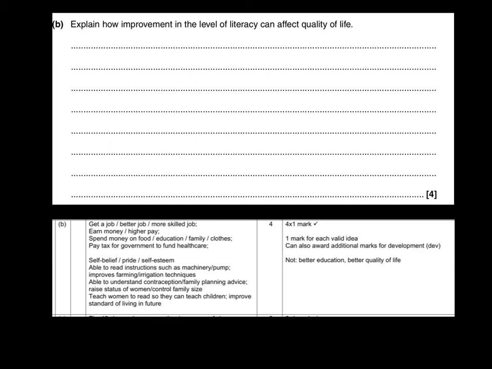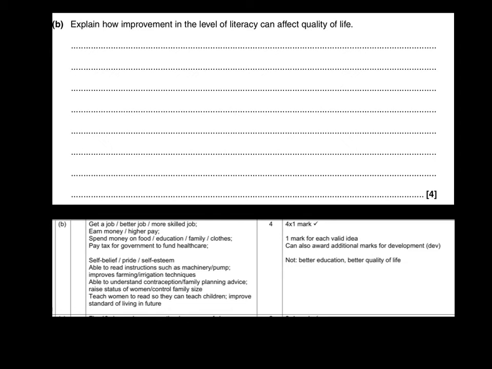And what most people said was, if you have better literacy, you can get a better job. But what you then have to do is develop that. So what? Better job means higher pay. Higher pay means you've got more money to spend on food, education, clothes, etc. And it also means that as literacy improves, more people are earning more money, they're paying tax. That's going to fund healthcare, further education. Now, the idea of work probably gets you 2 to 3 marks.